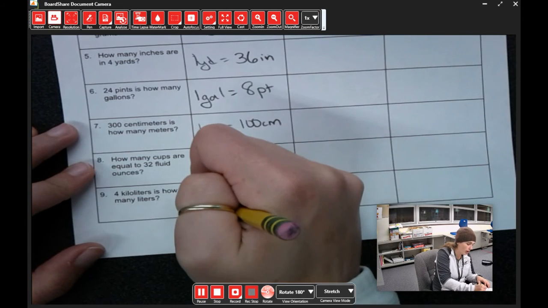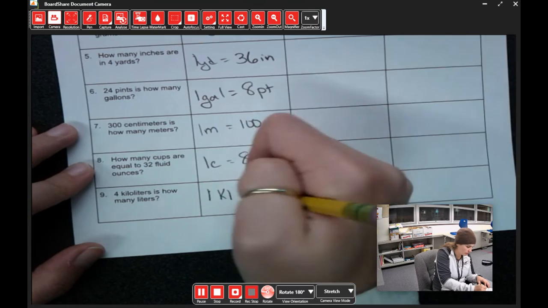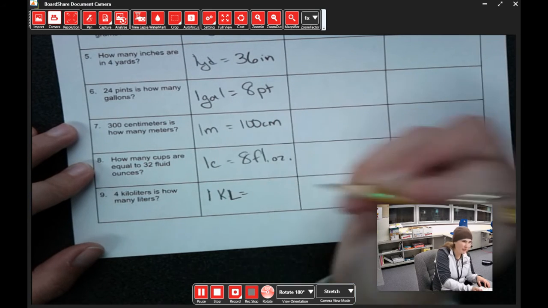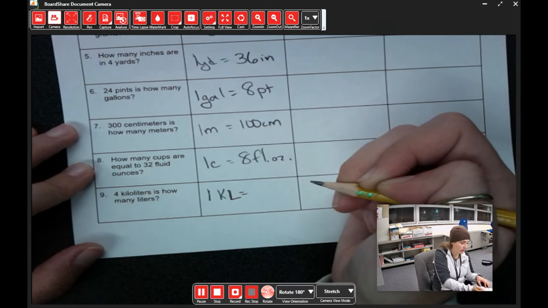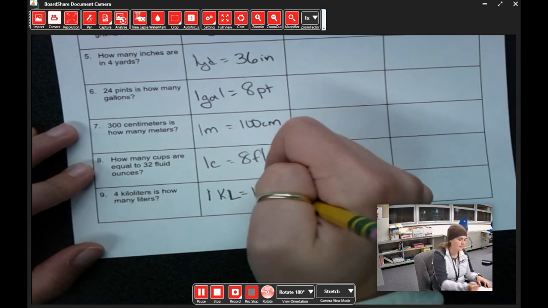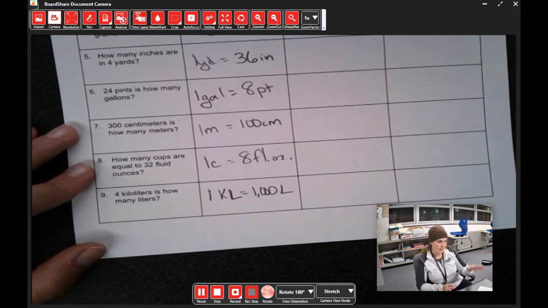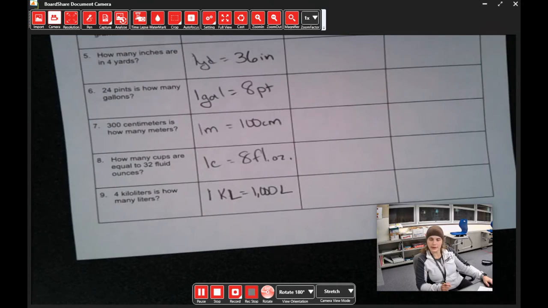Well, 1 kiloliter is, I think the L is capital, kiloliter is equal to 1,000 liters. Okie doke. Those are my conversions. Now I can do the math.